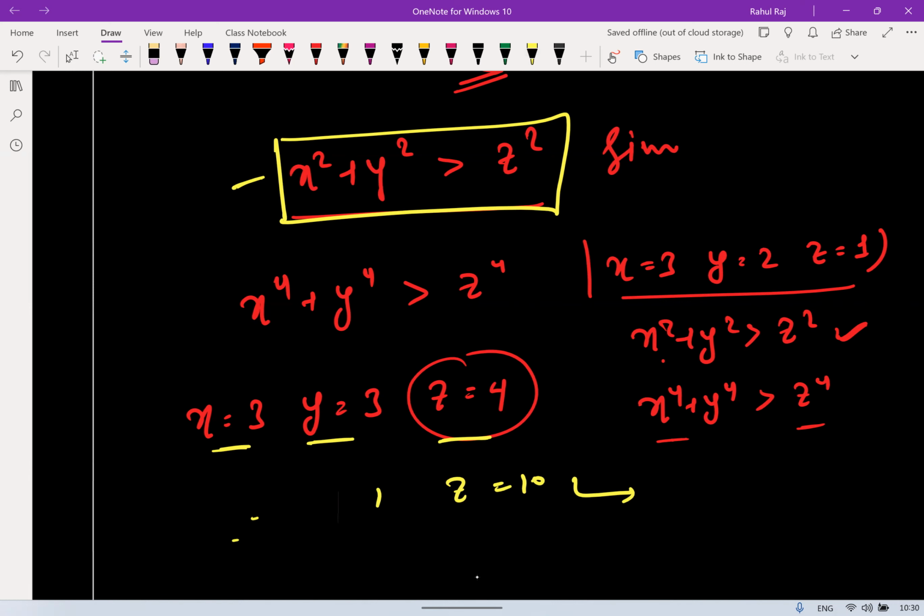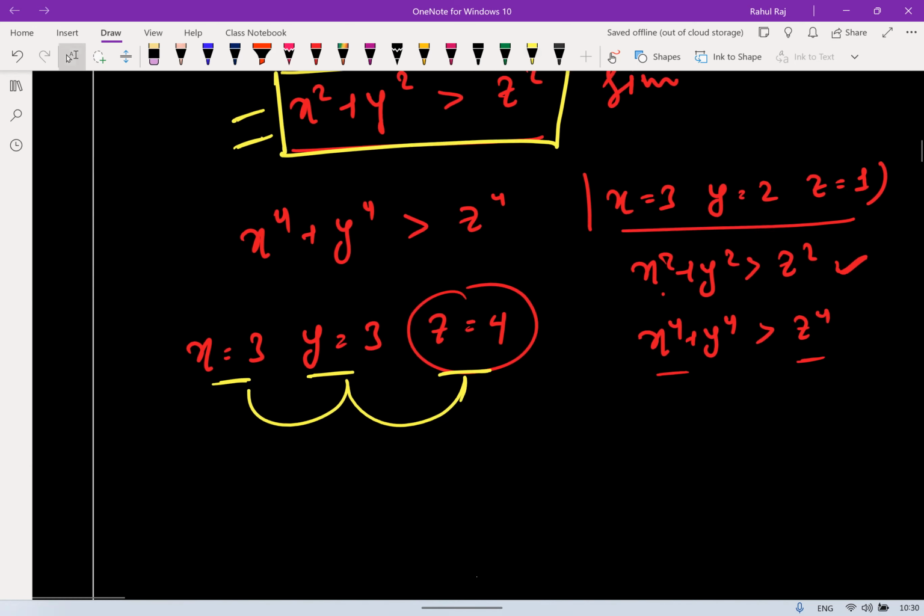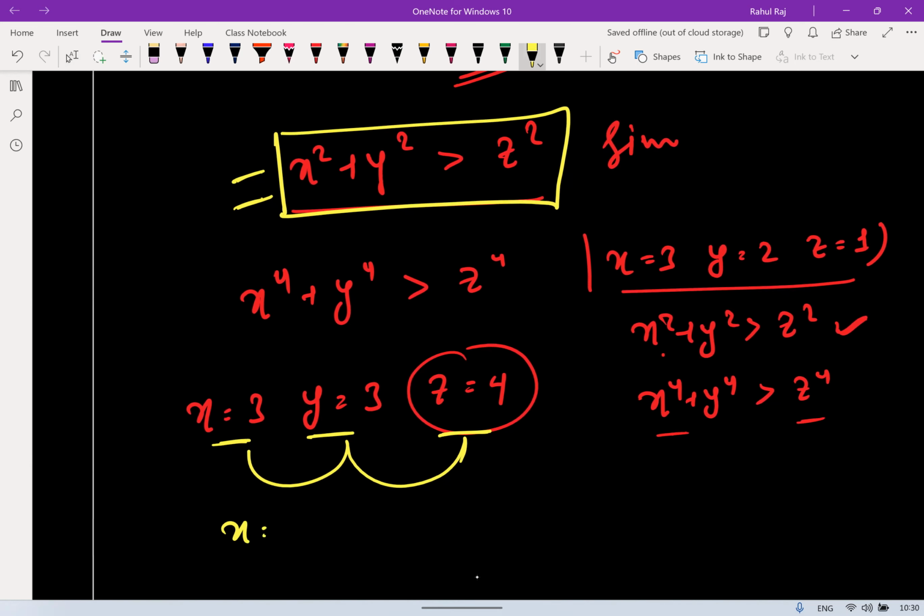So the point is that while we are picking up the numbers, the value of z should be greater than the value of x and y, 100% for sure. Absolutely no ambiguity over here. But again, we should also ensure that the distance between these should be very small. Why? Because we also have to satisfy the condition x square plus y square greater than z square. You can actually take x is equal to 4, y is equal to 4, and z is equal to 5. This will also suffice because 4 square plus 4 square, 32, is greater than 25. But when you do 4 to the power 4, it is 256, and this is 256, and this is 625, 5 to the power 4.